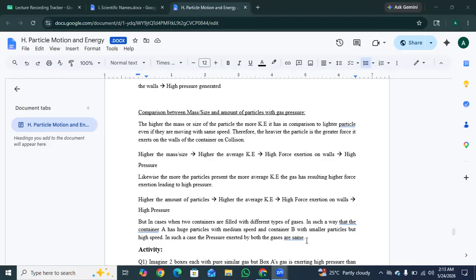So basically, we're saying that gas pressure depends on both how heavy the particles are and how fast they fly. Because of these two factors, completely different gases can end up exerting the same pressure. Container A is filled with large heavy particles moving at a medium speed and container B is filled with small light particles moving at a high speed. So the extra weight in container A balances out the extra speed in container B, resulting in equal pressure on the wall.